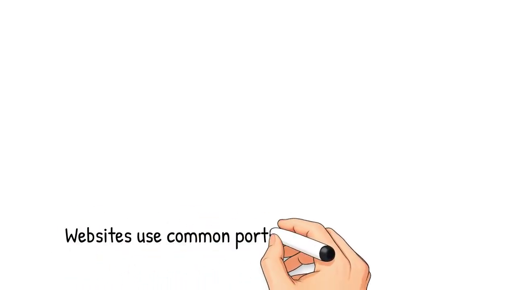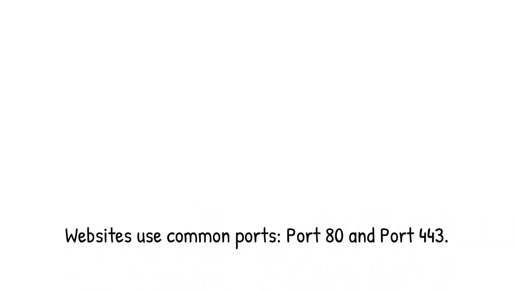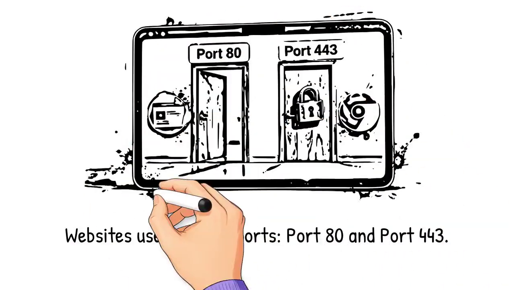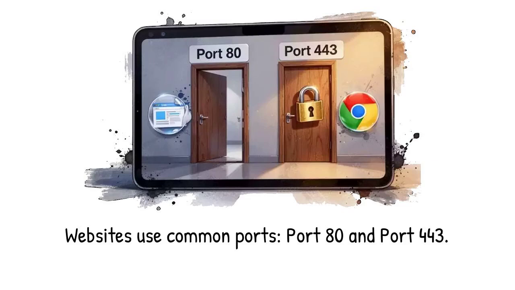Real-world example, port 80 and port 443. When you open a website, your browser uses two common ports. Port 80 for unencrypted websites, port 443 for encrypted HTTPS websites. These ports must remain open for the internet to work. They are like your front door.